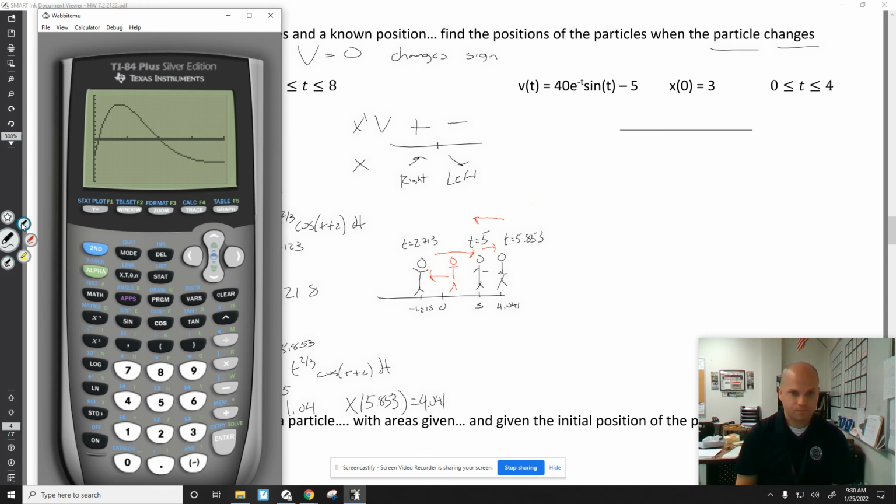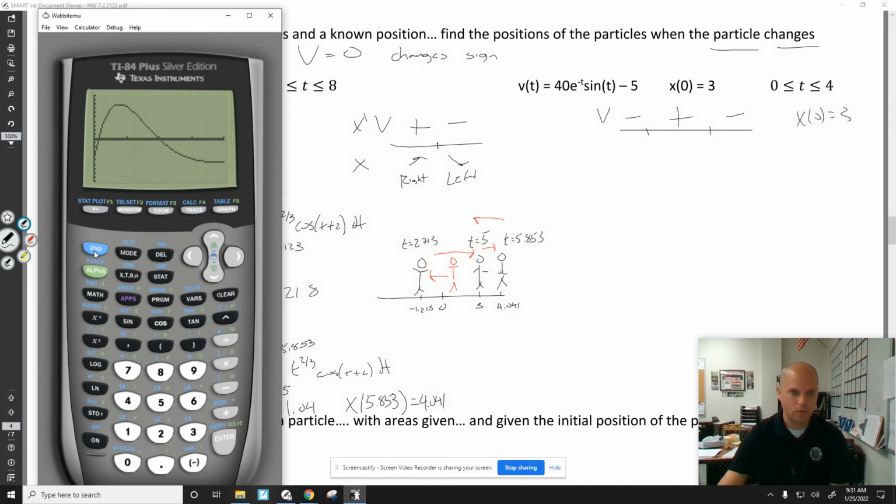Same deal where I start at 3. My velocity is going to be negative until this first value. It's positive until this second value, which looks to be like 2, but it's not going to be 2. And then it's negative. Okay, so I change directions at these two locations. I already know x of 0 is 3. I'll be able to figure out how far I move to the left, how far I move to the right. Boom.